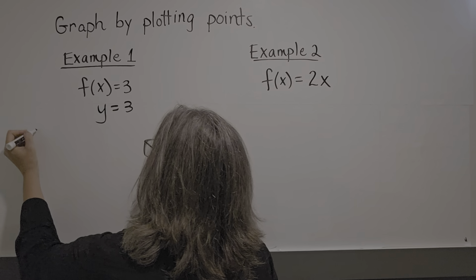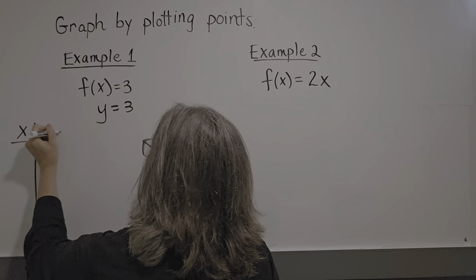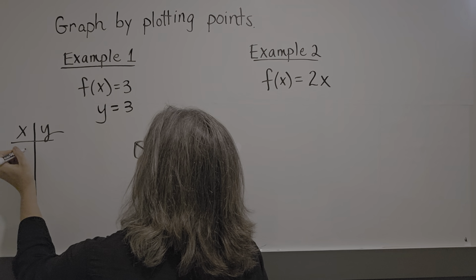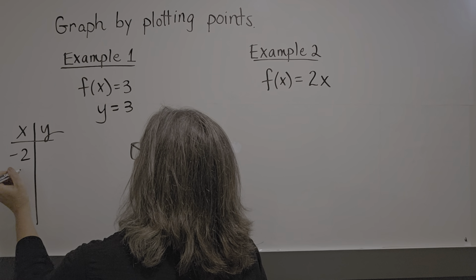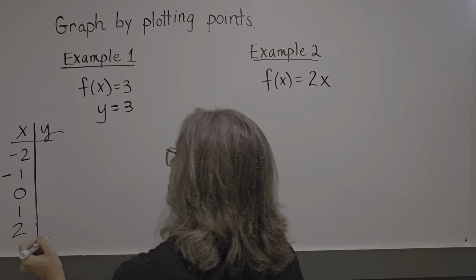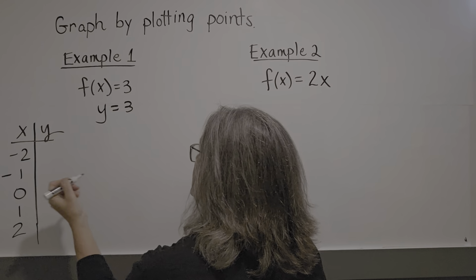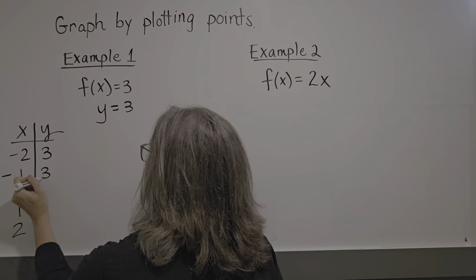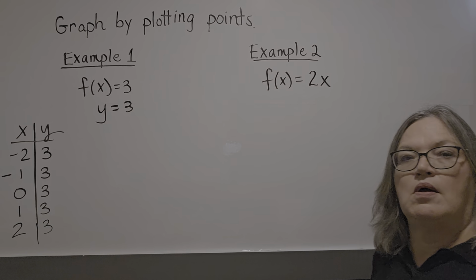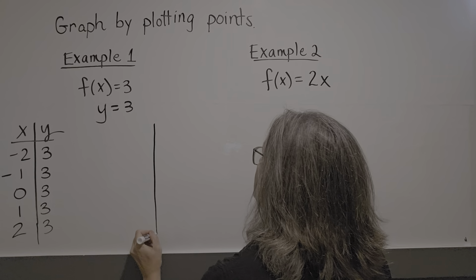So if I plot some points, if I pick x equal -2 or -1 or 0 or 1 or 2, it does not matter. y is always 3. So I just fill in the y column, 3.